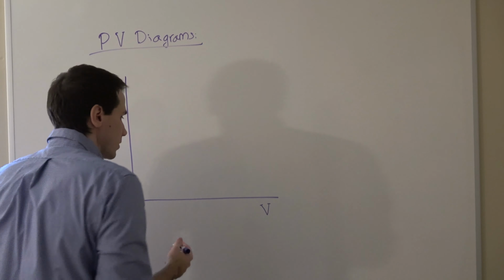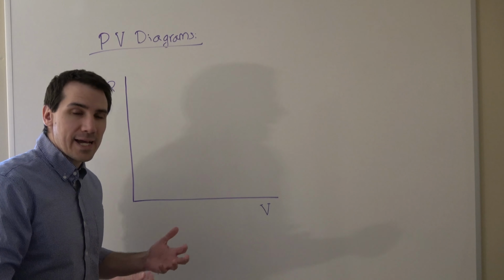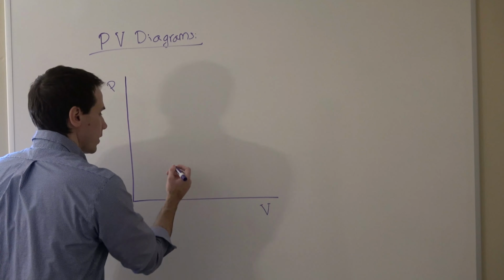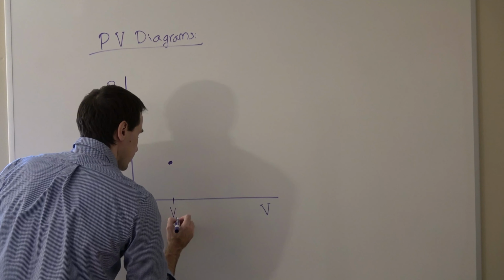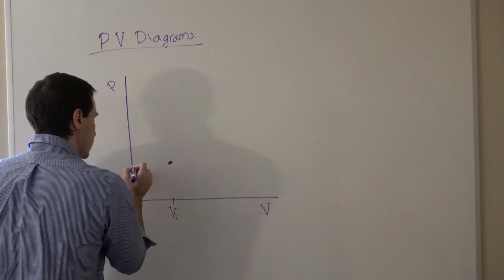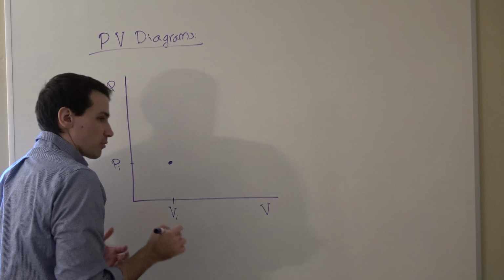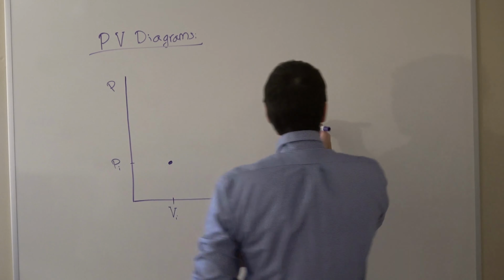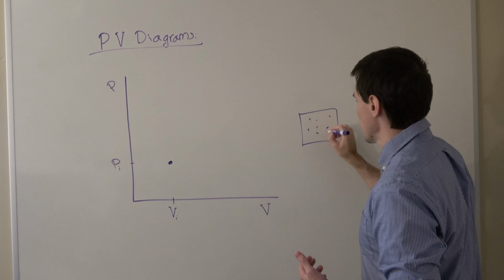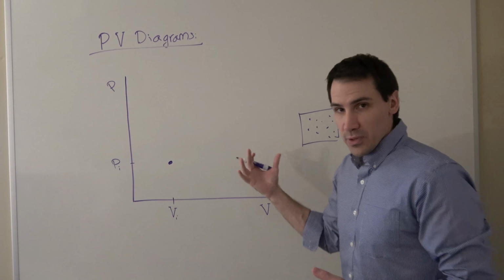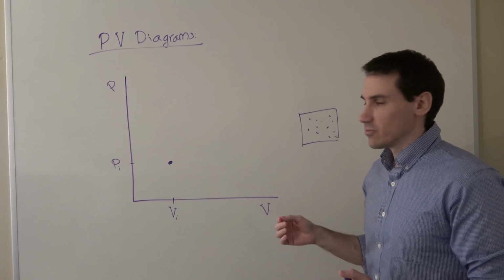So let's imagine that I expand a gas at constant pressure. So I start out here on my PV diagram. I have some initial volume and some initial pressure, right? This could be, for example, a gas in a box, right? There is some pressure of this gas and it has some volume.